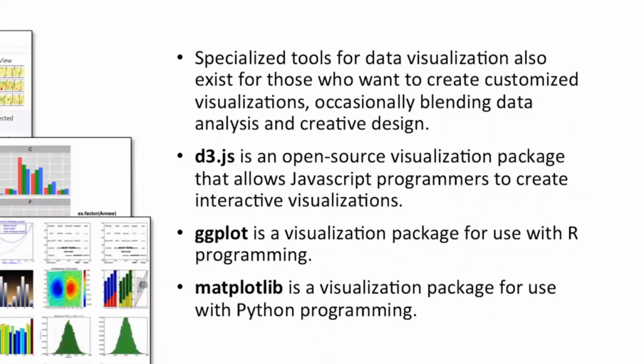Or ggplot is an example of a tool that's used with the open source programming language R, which is very popular among statisticians. And matplotlib is a similar package that's used by Python programmers, or programmers who often do a lot of heavy statistical computing.